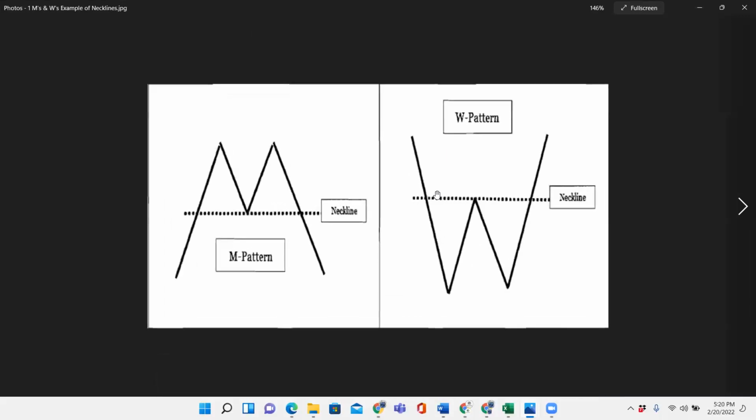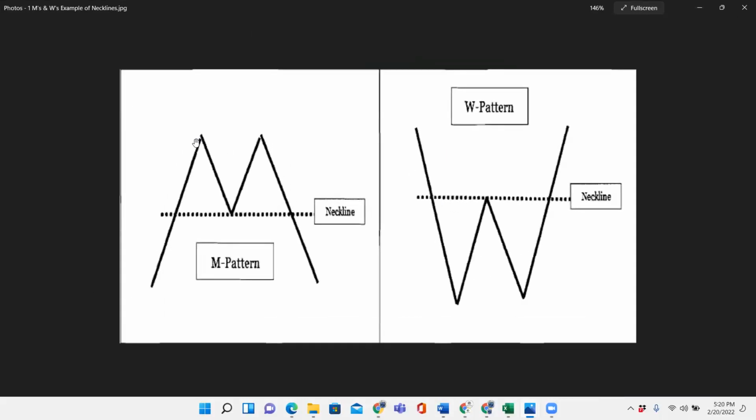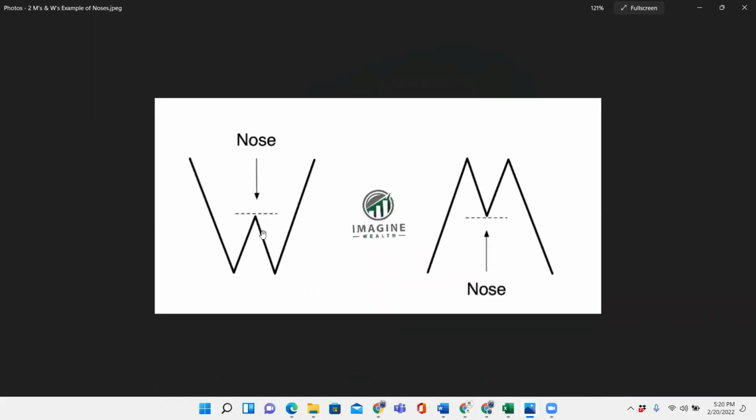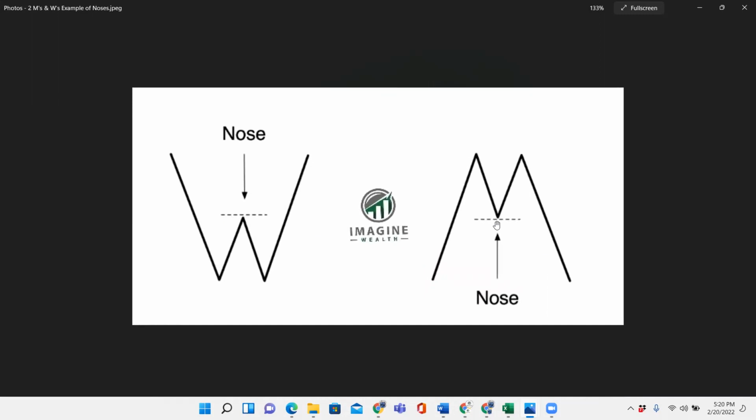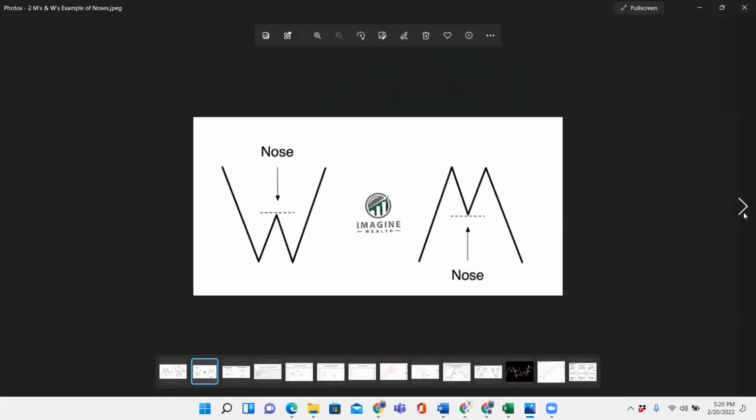So let's go over the structure of M's and W's. We have the legs, which are over here on the corners. We have our neckline, which is over here. We have our peaks over here. Our valleys are over here. The middle is also called our nose. So we have our nose on both ends.